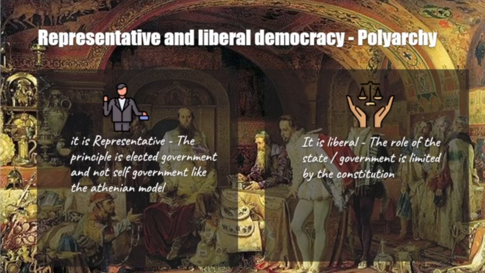Reasons for representative democracy. Firstly, consider the population size. In modern nation states, population can number in millions. Managing such numbers makes direct democracy impracticable. Representative democracy allows a smaller group of elected officials to make decisions on behalf of the larger population, ensuring that voices of the people are heard without overwhelming the governance process.